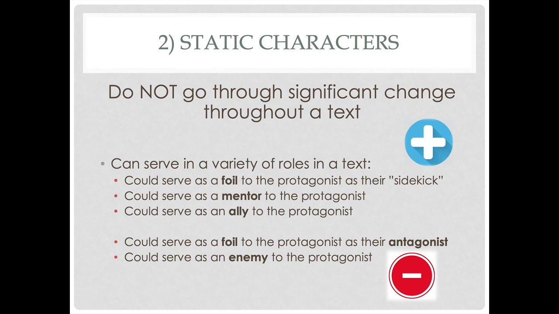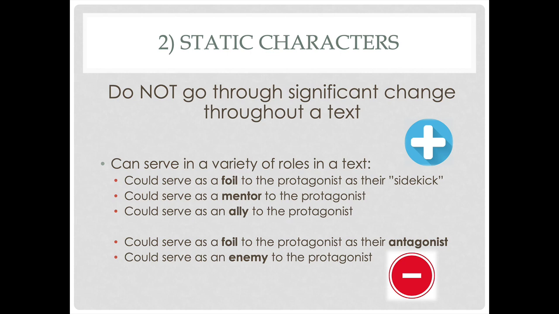A static character could also serve as a mentor to the protagonist, because typically in texts, the mentor characters have already gone through their growth. And so by the time our hero meets them, they are static. They are universally in the teaching role. They're not going to change. Additionally, a static character could serve as an ally to the protagonist, somebody who helps the protagonist on their hero's journey. But the character themselves does not actually change.